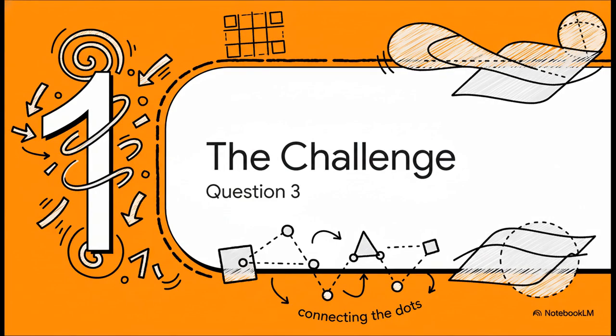Okay, so this is the beast we're tackling today. Question 3. Part A is your classic subspace puzzle, but part B, that's where it really tests your intuition. It digs into what a matrix representation really means. This is all about connecting the dots, not just crunching the numbers.